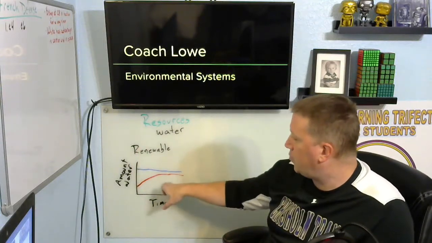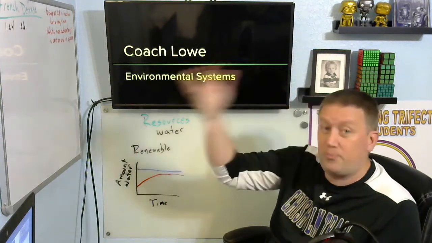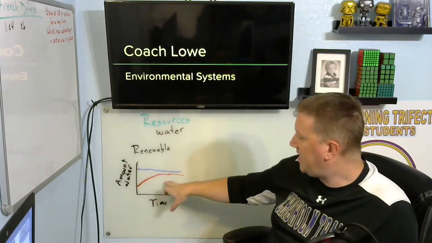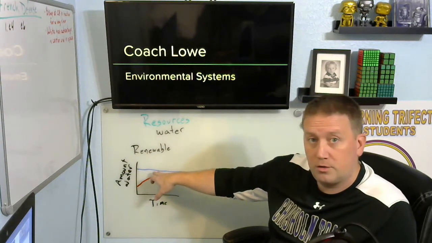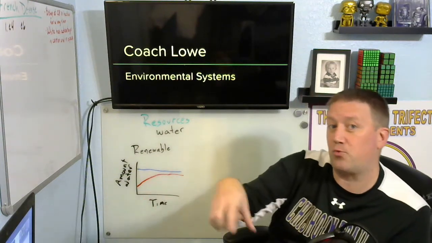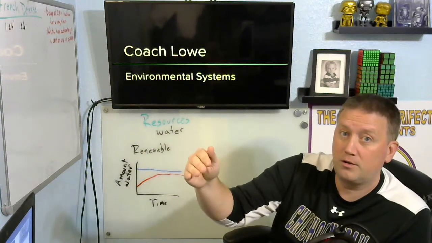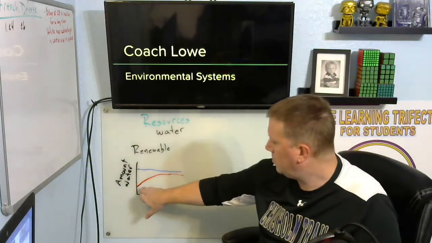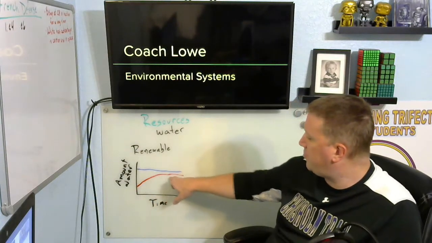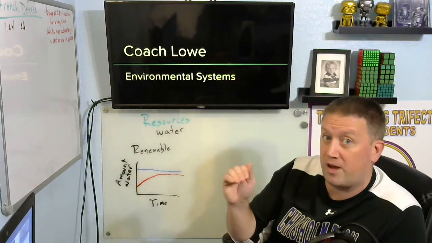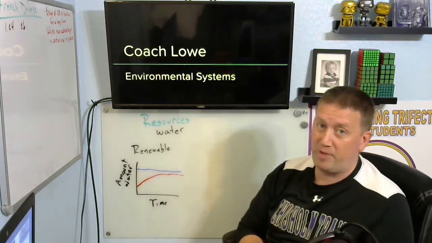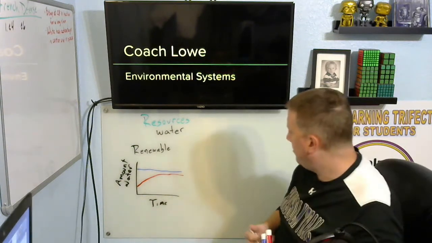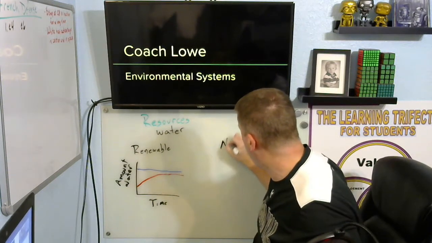We call this a renewable resource, because water, in this case, not always, in this case, the water is being replaced at a rate that is higher than the rate that humans are using. So, here, humans are using the water, but it doesn't reach the total amount of water that the water cycle is putting back in. All right, that is a renewable resource. The other type is our non-renewable.